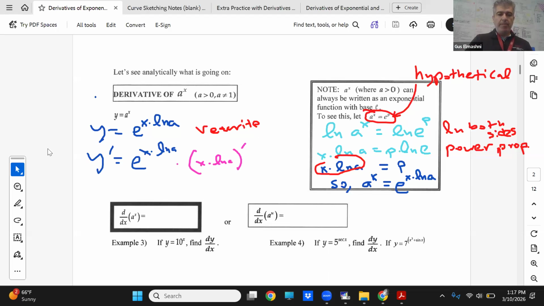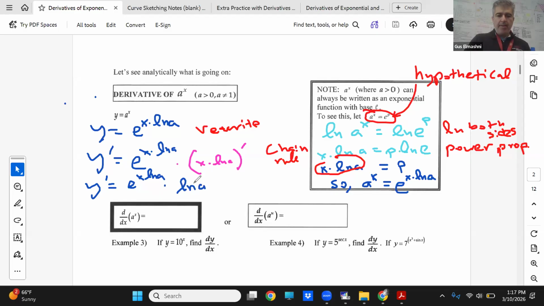So this is part of a chain rule, right? And ln a is just a constant next to x. What's the derivative if you have any constant times x? What's that derivative going to be? Just that constant, exactly, right? So then you got this. Y prime is e to the x ln a times ln a.